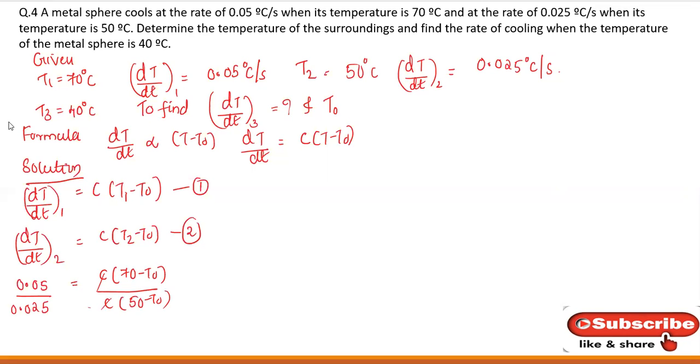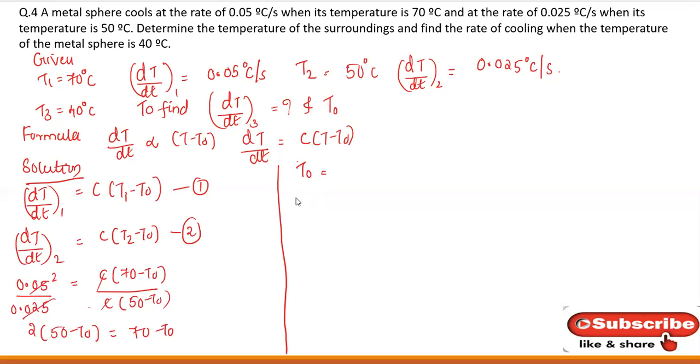2 into 50 minus T0, we can cancel the 2. Then cross multiplying, 2 into 50 minus T0 is equal to 70 minus T0. On opening the bracket, 100 minus 2 T0 is equal to 70 minus T0.